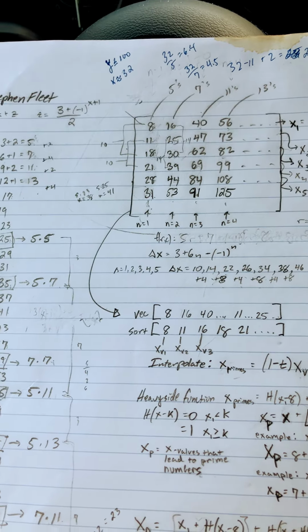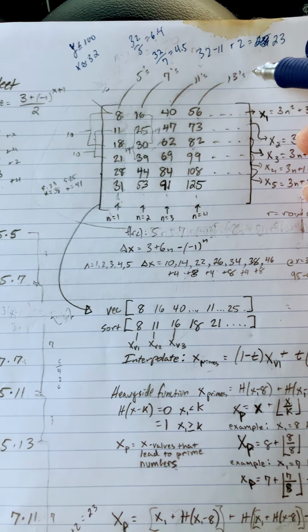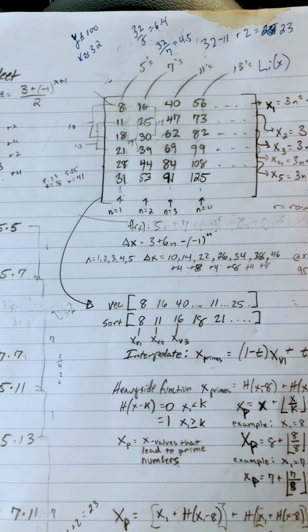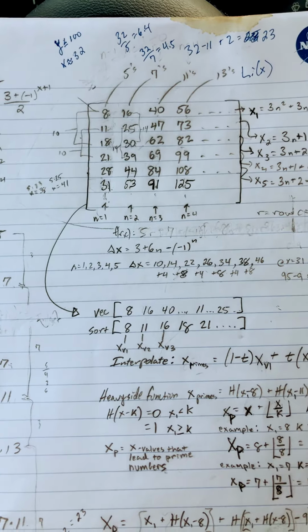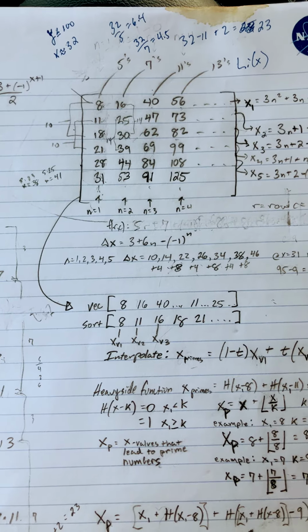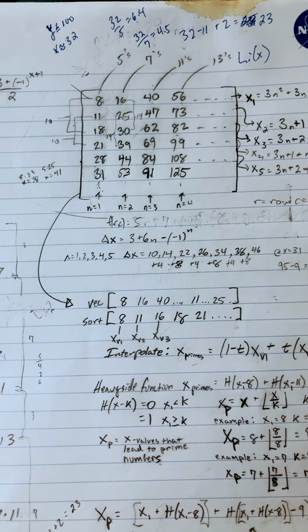And this actually gives you a density that's even more accurate than Li(x). So I'm not sure, maybe this actually solves the Riemann hypothesis. Let me know. It controls the error term.